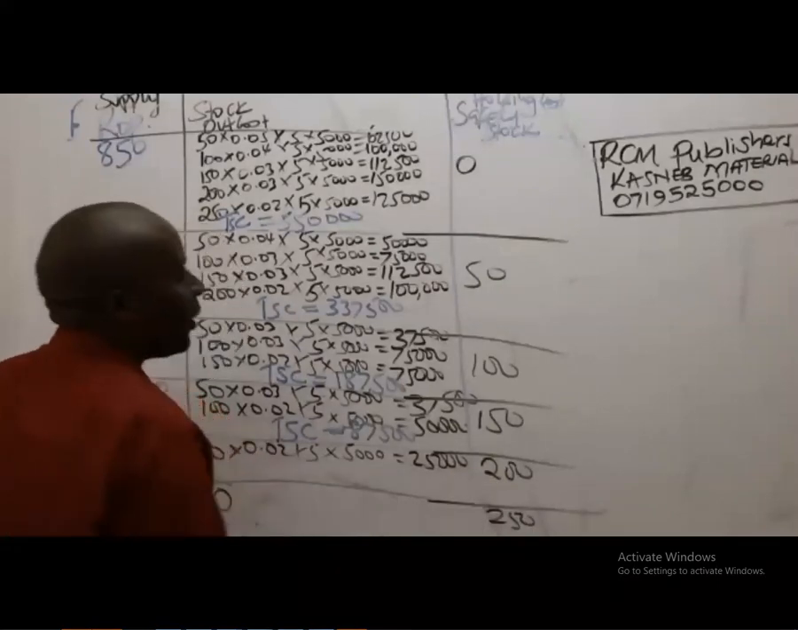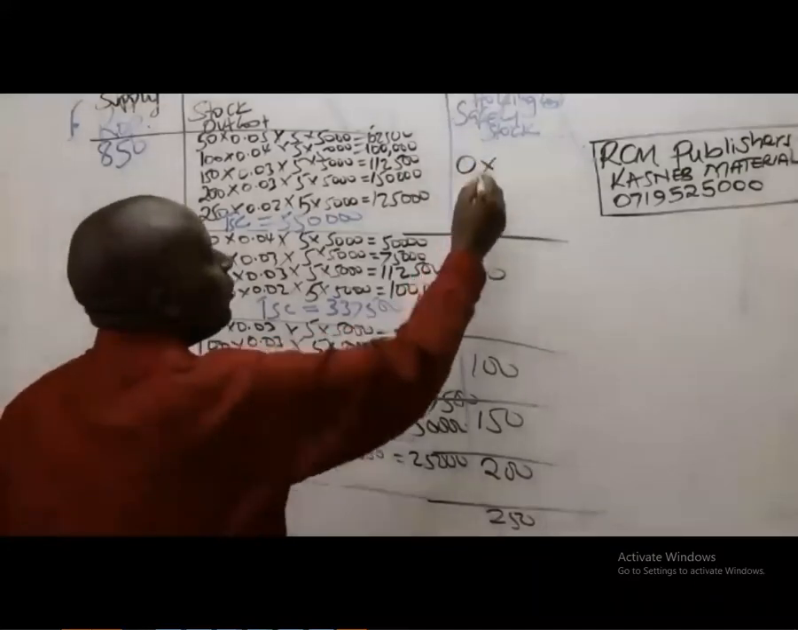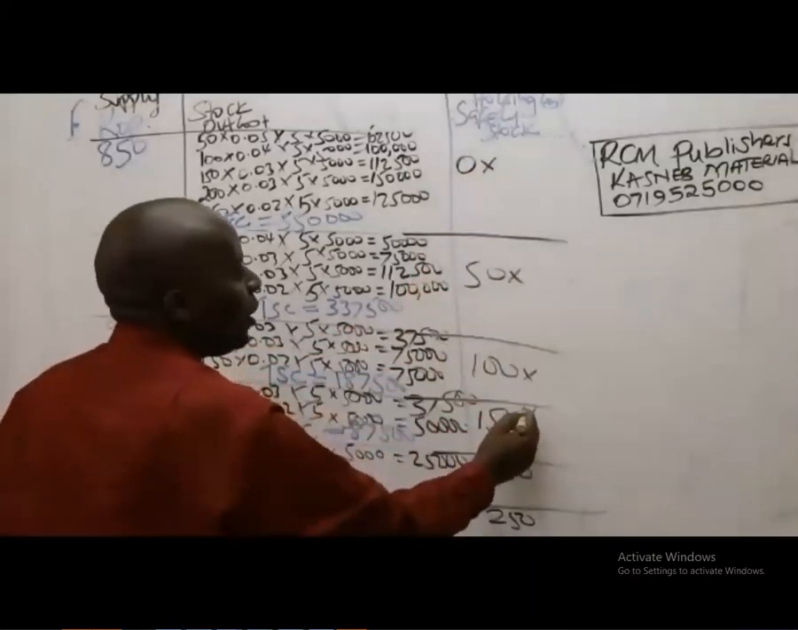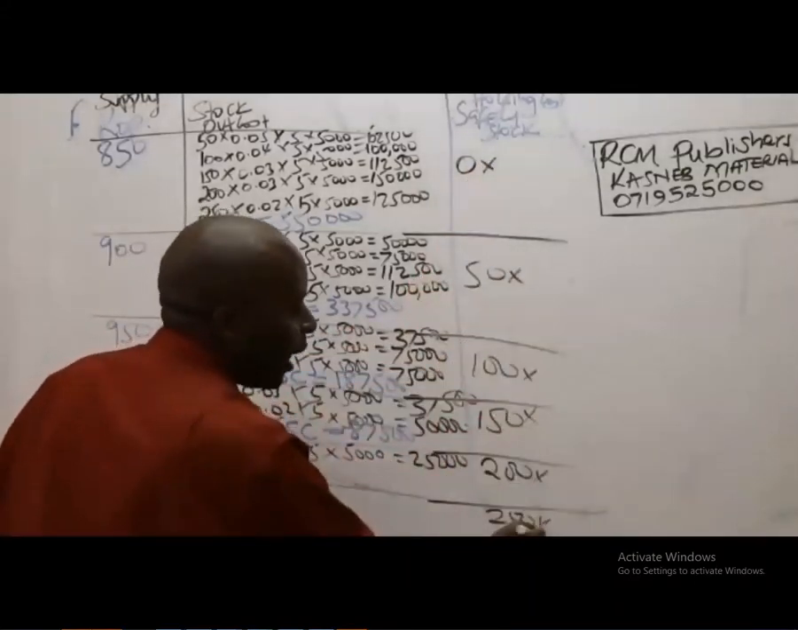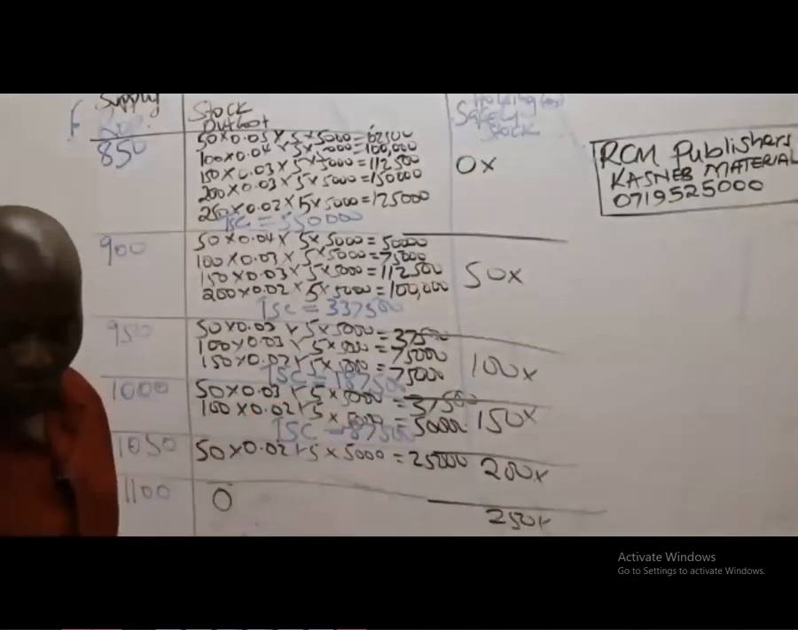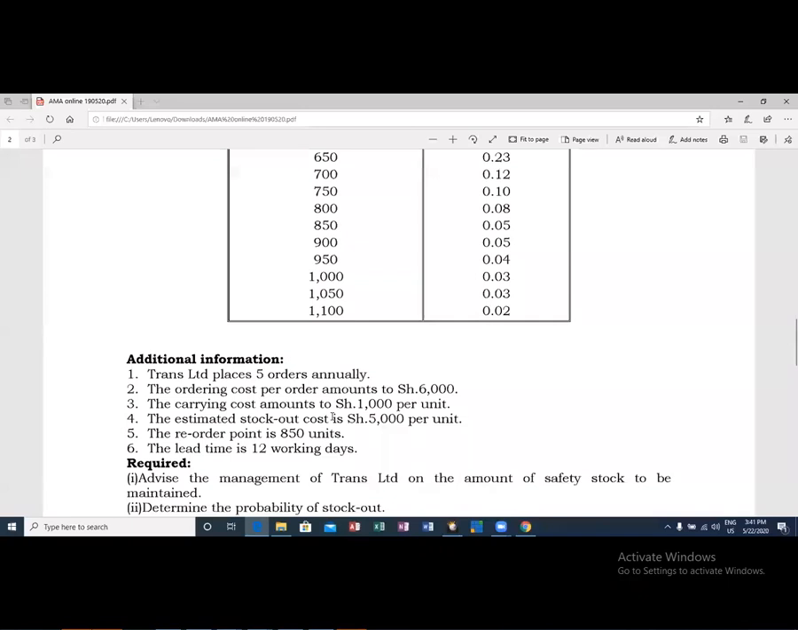So the question is, have they given us the holding cost per unit per annum? Yes. Look at that question. You'll be able to see note number 3, where they have given us the carrying cost amounts to 1,000 per unit. Carrying cost is the same as what here? Holding cost. Carrying cost is the same as holding cost.